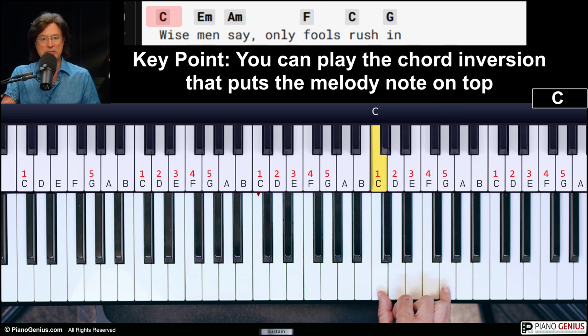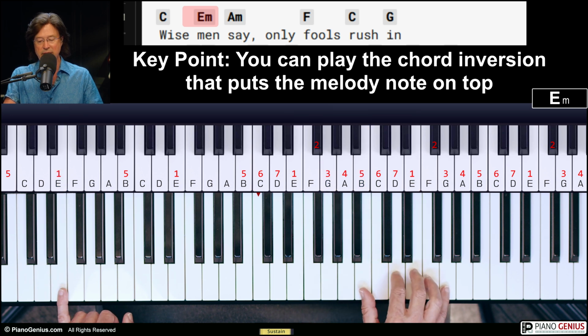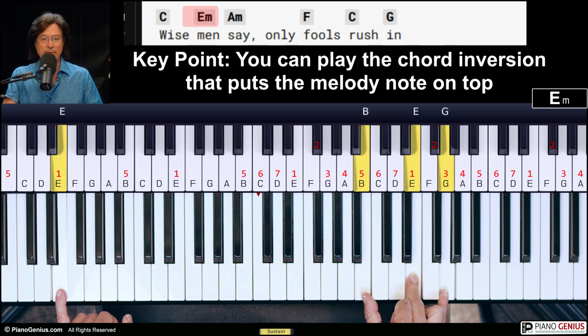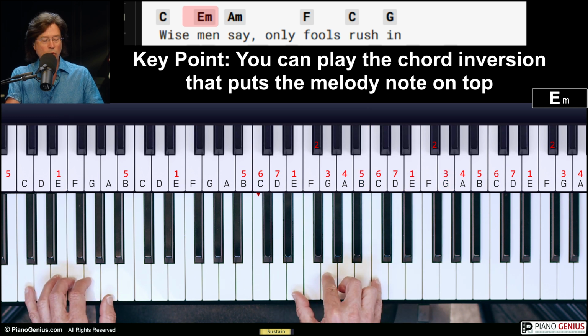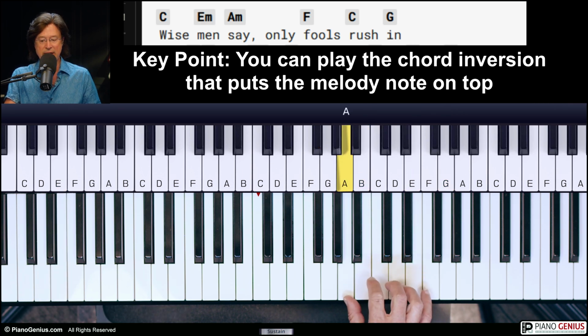So wise men. And so we're playing E minor. Does E minor have a G in it? Yes, it does. It's right here. So we can take the G and put it on top. We can go like this and like that. And that will be considered E minor in the second inversion. Okay? So if we were to put those together, we would go wise men, and then say.